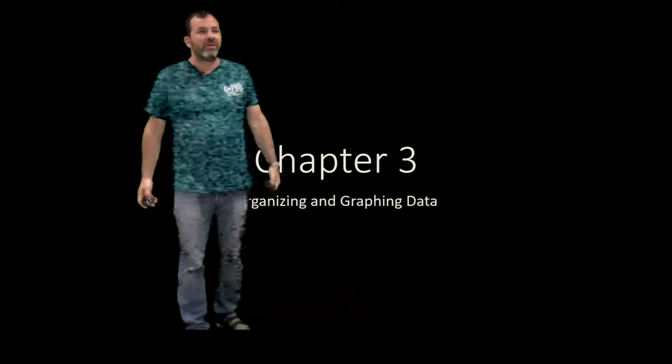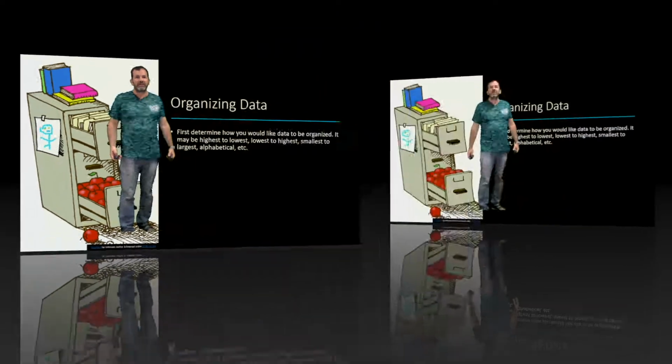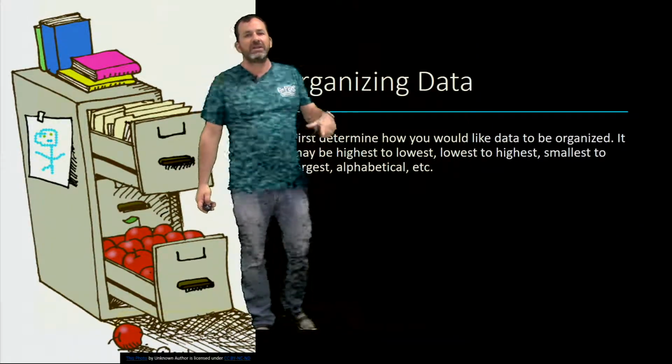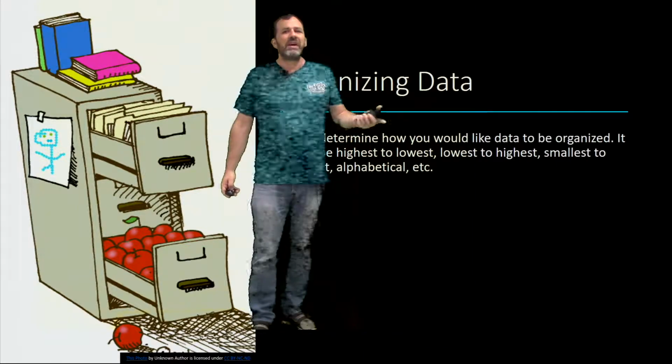Chapter 3, Organizing and Graphing Data. Step 1 in organizing data is to order in some way. Could be highest to lowest, lowest to highest, alphabetical.